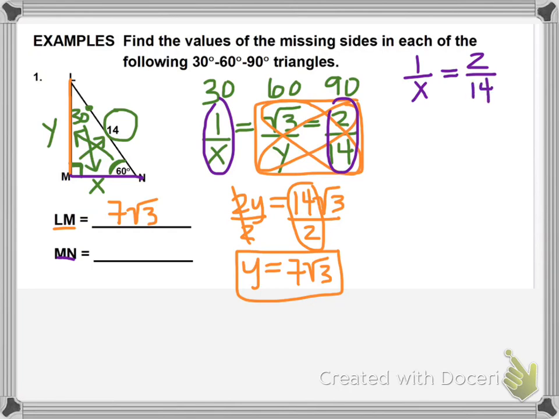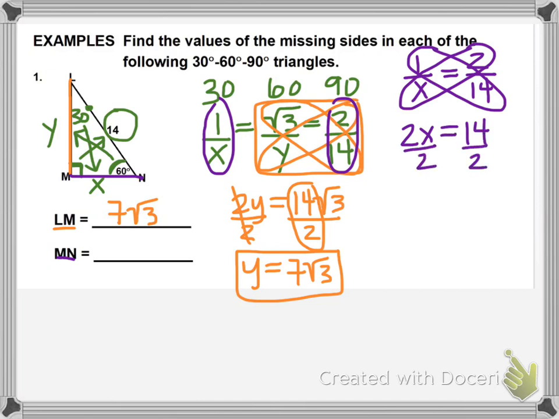Okay, we're going to go ahead and cross multiply. X times 2 is 2x. 1 times 14 is 14. Cross products are equal. To solve for x, very simply, I'm going to divide by 2. So x equals 7. So this is the length of MN.